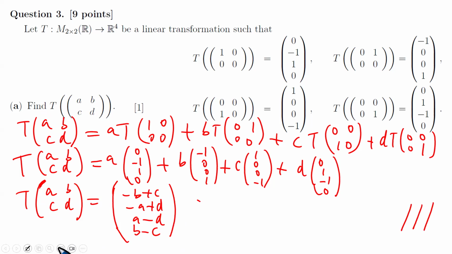But once again, there are many other ways to do it. And this is just the easiest way, where we write this vector as a linear combination of the basis vectors in the domain space. Okay, so that's something that is very important. Right, let's move on to the next question.